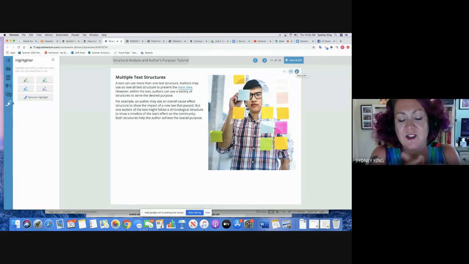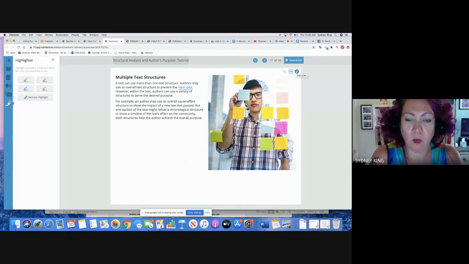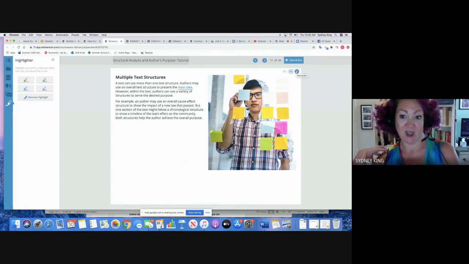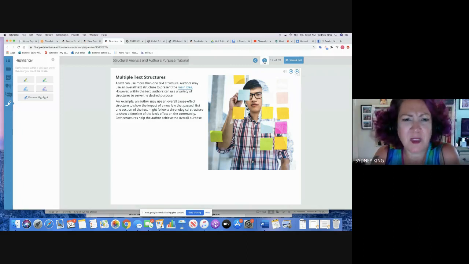Okay, so again, this just depends on how long your text is, right? So when I'm talking about a full-length book, it's going to have more complexity to it, and it will usually not be so simplistically structured. In fact, when they are, they're not very interesting. So you'll see multiple text structures, usually with longer works.